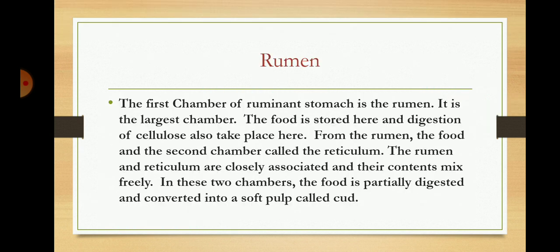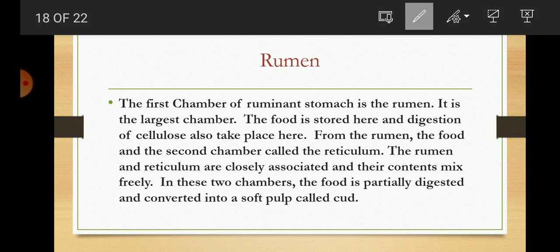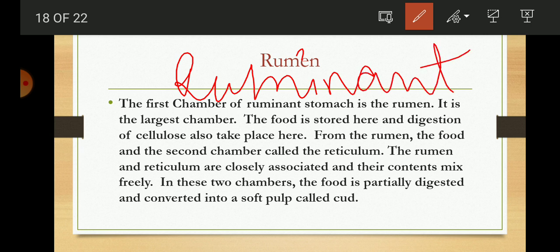So what is rumen? Due to this rumen, these animals are known as ruminants. So what is rumen? It is the first chamber, as we have seen that the food first comes into the rumen region, and also it is the largest chamber, and here the digestion of cellulose takes place, because it has the bacteria which produces cellulase enzyme.